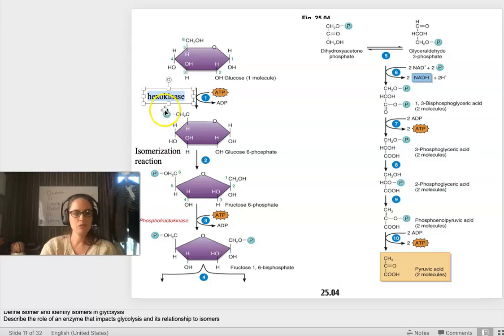The main difference between this and this is the shape of it, but the actual atoms, if you count them out, should be the same. So that's an isomer. Now we've got 2 phosphate groups. This next bit, it stops here, it starts back up here. So this could have been like one long image. This arrow goes to this arrow goes to this.